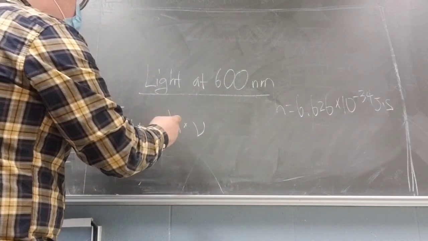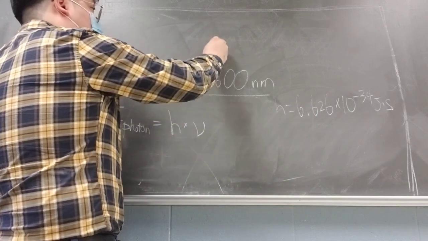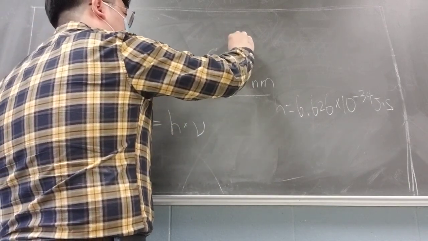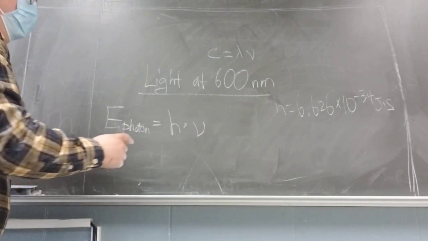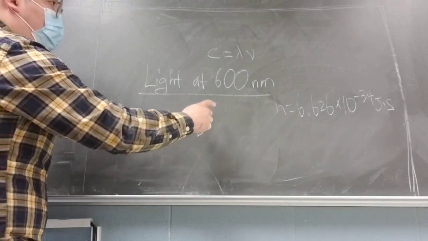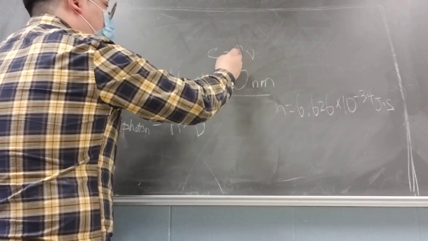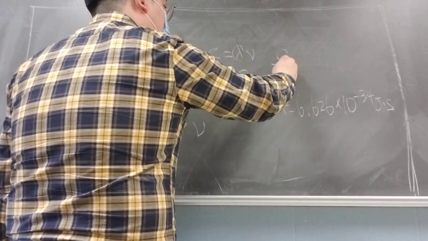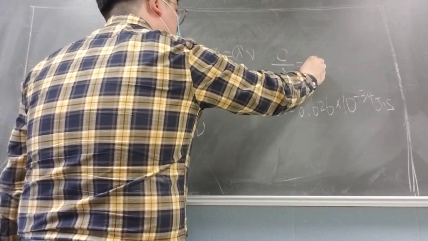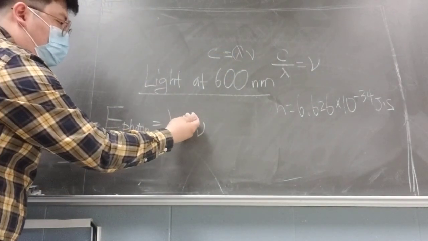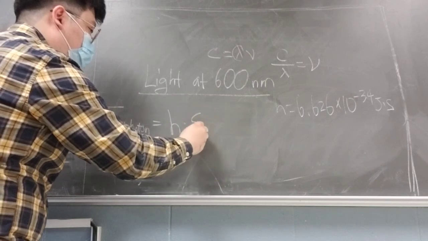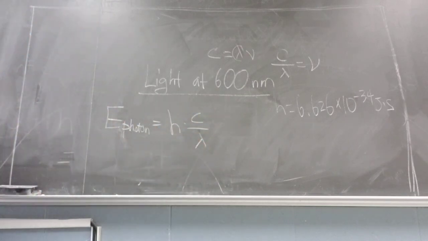So what you need to do is what we just did before. Okay, so we have lambda times frequency is equal to speed of light, right? So if we put the lambda on the other side, the speed of light over wavelength is equal to frequency. So instead of the frequency, we can do speed of light over wavelength. That's the same thing actually. So we can do it this way.